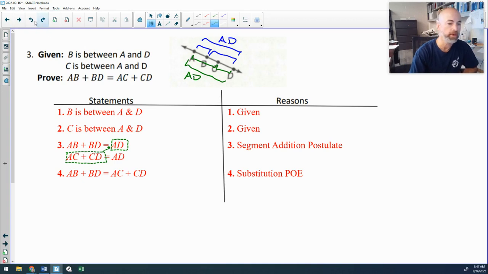But there's 3. That was a quick one. You could even have done that in 3 steps. You could have combined steps 1 and 2 since those are both given. Step 3 is all segment addition postulate and then substitution.